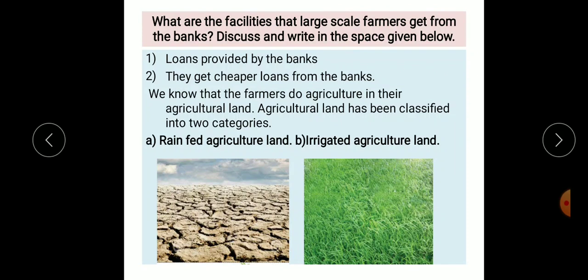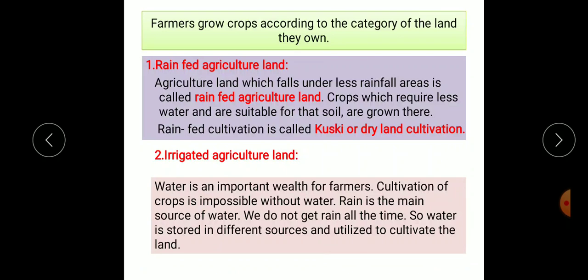We know that the farmers do agriculture in their agriculture land. Agriculture land has been classified into two categories. One is rain-fed agriculture land and the other is irrigated agriculture land. Farmers grow crops according to the category of the land they own. First one is rain-fed agriculture land.